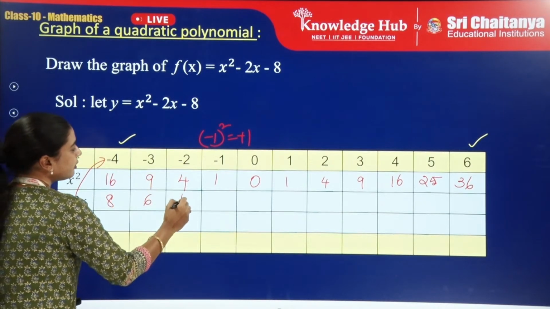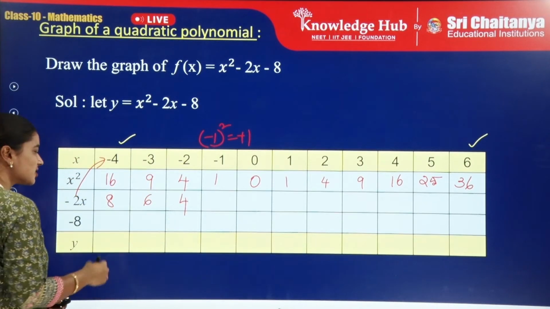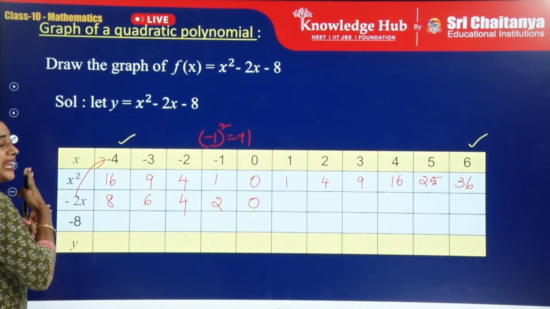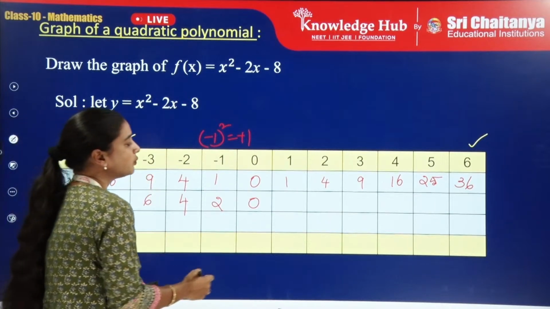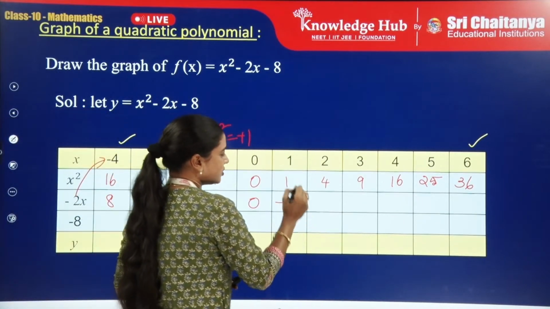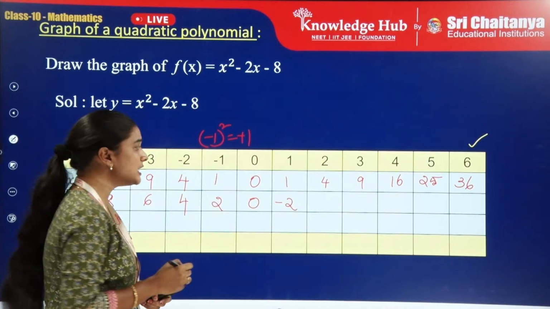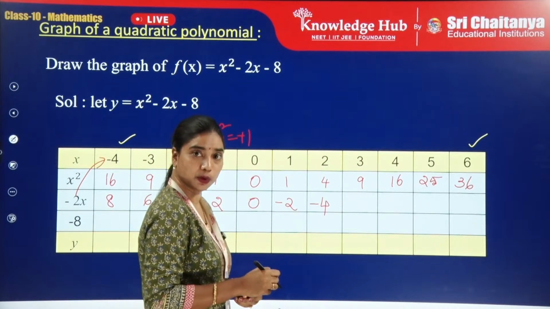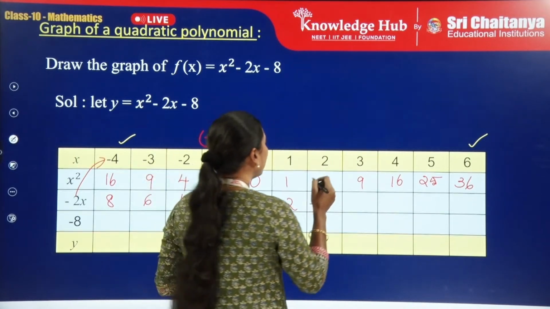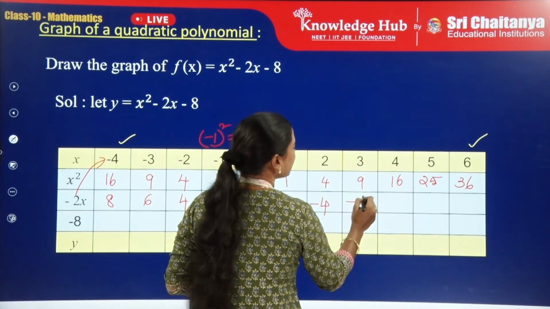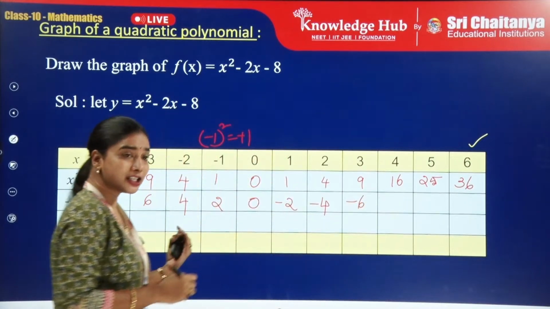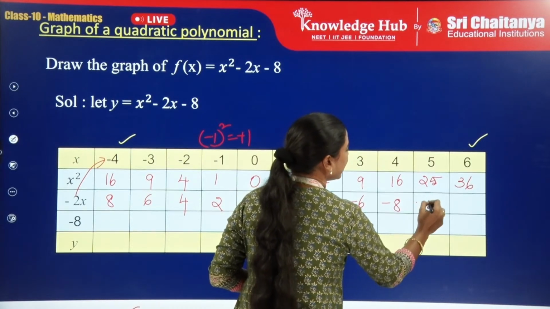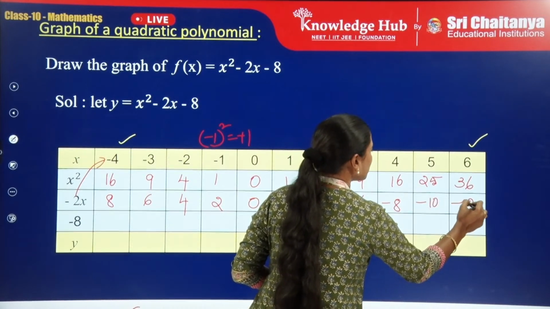And 2 2s are 4. Minus into minus is plus. And 2 1s are 2. 2 zeros are 0. Now, negative 2 multiplied with 1, the result is minus 2. And the negative 2 multiplied with 2, the result is minus 4. And the negative 2 multiplied with 3, the result is minus 6. And the negative 2 multiplied with 4, the result is minus 8, minus 10, minus 12.